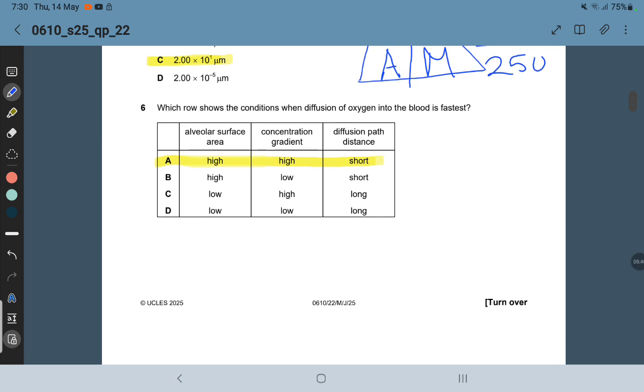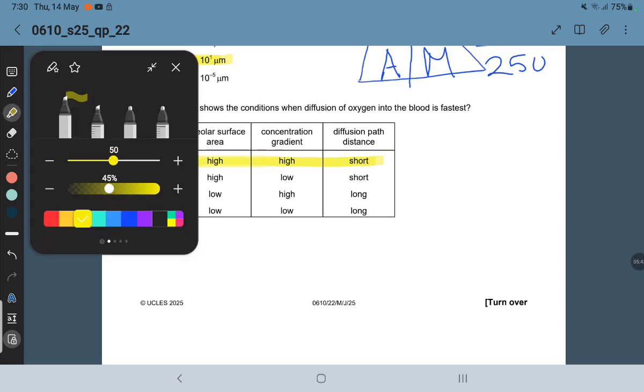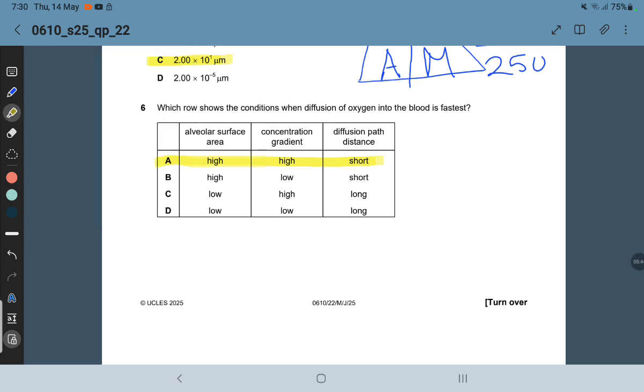Now moving to the next question, which is number 6. Number 6 is telling you which row shows a condition when diffusion of oxygen into blood is the fastest. Of course, when I have an alveolar surface that has a high surface area, a larger surface area means faster diffusion, and a smaller diffusion distance. Obviously the diffusion path distance will be shorter, and I need the concentration gradient to be high to increase the diffusion of oxygen into the cells.